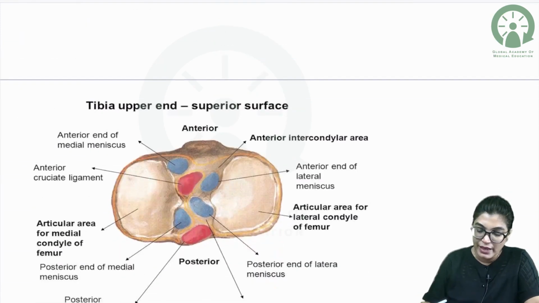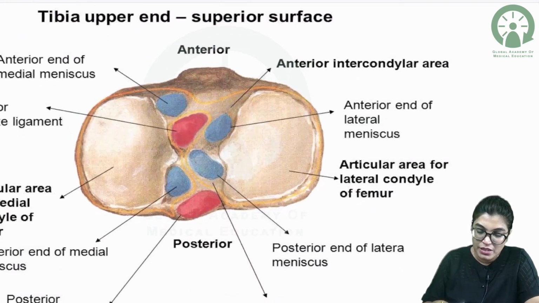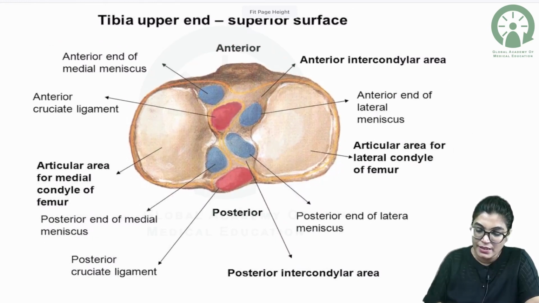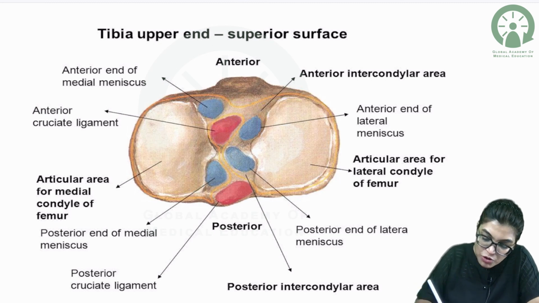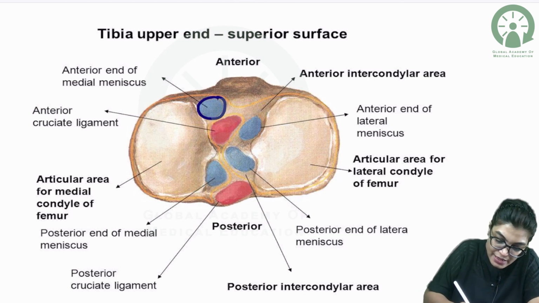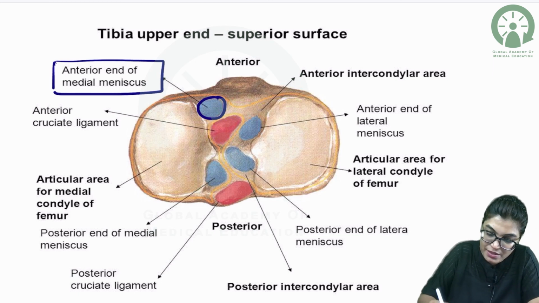For that, I would like to show you this diagram. See here, in this diagram, you can clearly see the superior surface of the tibia, and you can clearly see the most anterior structure here is the anterior end of the medial meniscus. This is the anterior end of the medial meniscus. This is the most anterior structure.